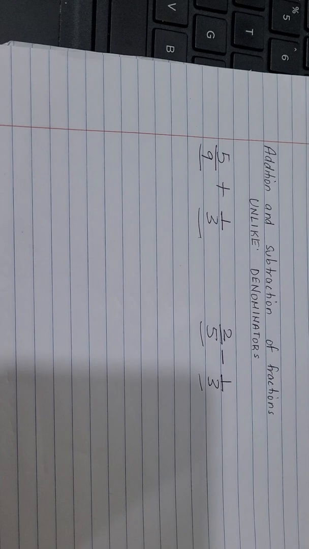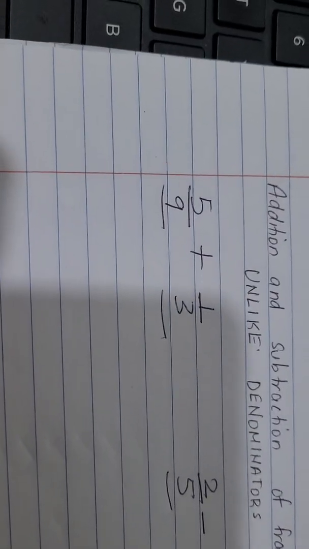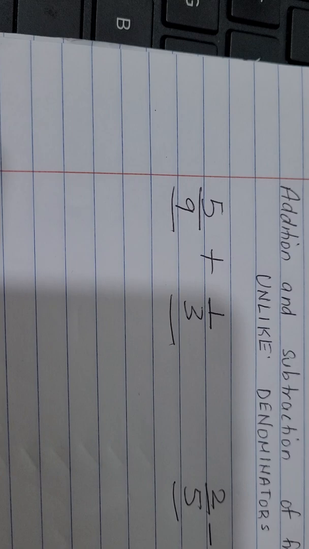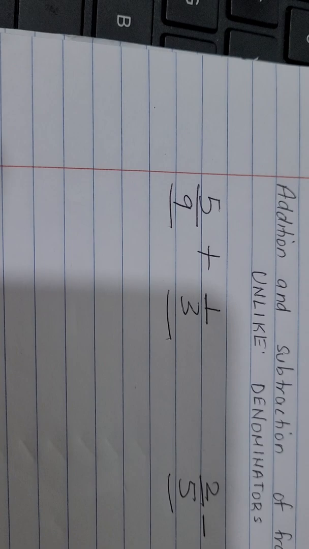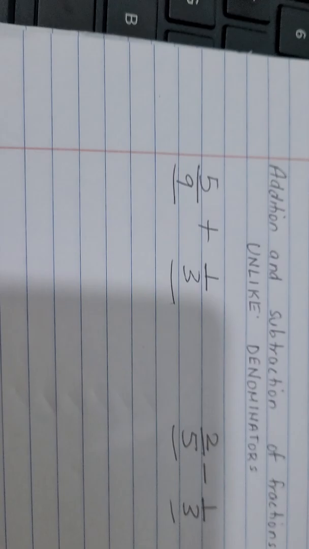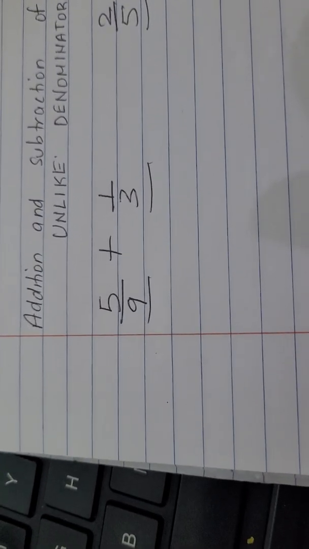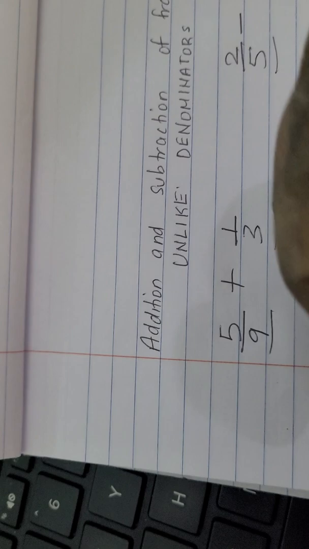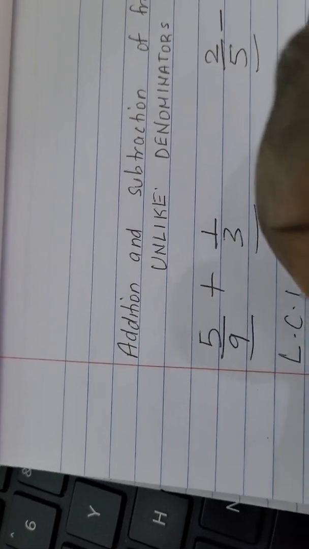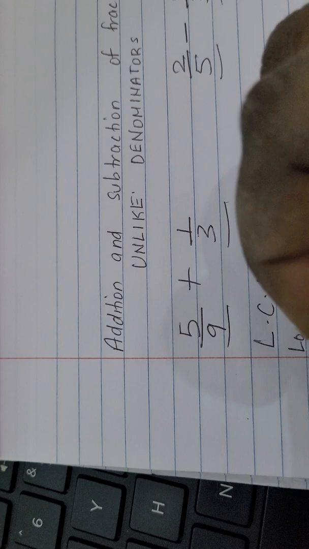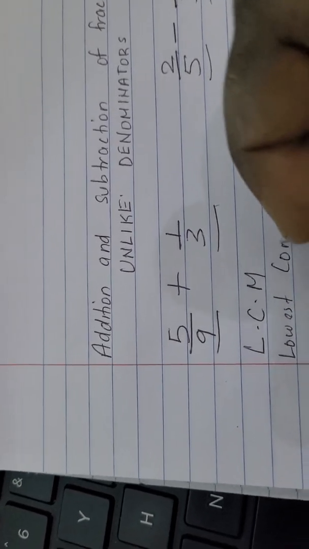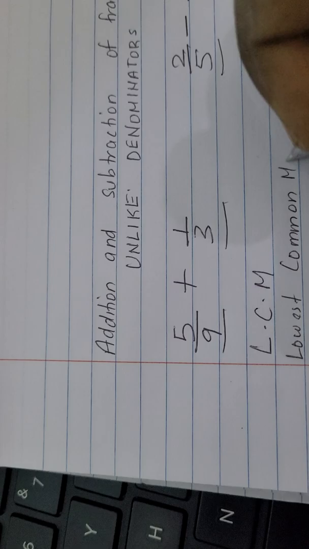So for this problem here, the first one, the denominators are not the same. For the first fraction, the denominator is 9. And for the second fraction, the denominator is 3. So we will have to make these fractions' denominators the same before we go ahead and start adding the numerators. In order to make these denominators the same, we use the lowest common multiple method, that is the LCM. LCM means lowest common multiple.